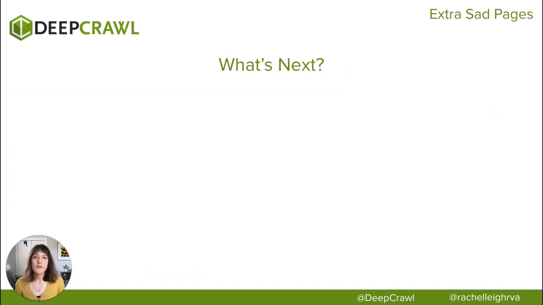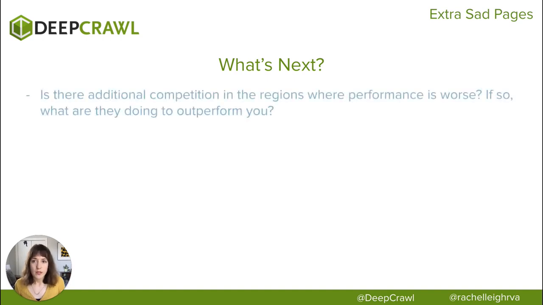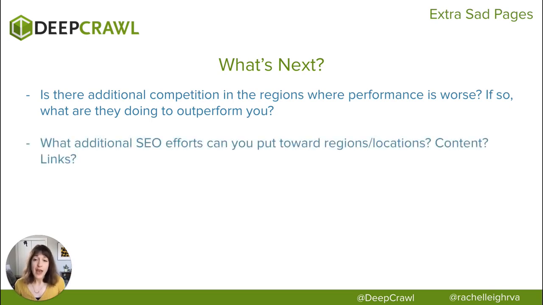Okay, so what's next? We've discovered which locations are performing the worst. So what do we do about it? Well, I'd encourage you to look at the competitors in the regions and locations where you're underperforming and see what they're doing to outperform you. Think about what additional SEO efforts you can put towards those specific regions and locations. And again, I would encourage you to look at competitors to determine what that is.